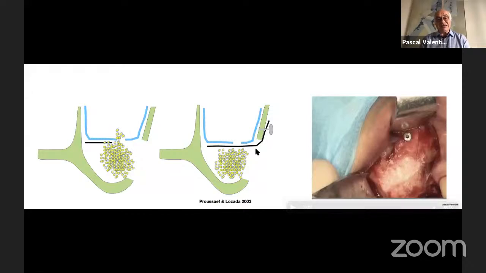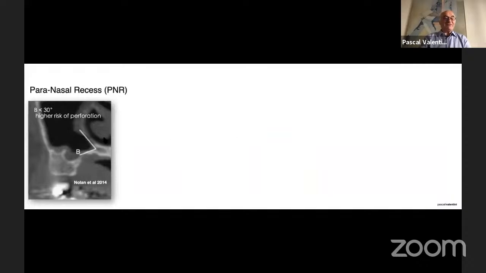So this technique is valid when the perforation is external or in the middle of the sinus. But in case we have this kind of anatomical parameter, which is angle B, the angle B is in between the palatal aspect of the nasal wall and the nasal wall here. In case B is acute, the risk of perforation is very high. And in case we have a perforation due to this acute angle, this perforation will be adjacent to the medial wall. If we place the membrane the same way as we did before, this area will not close.